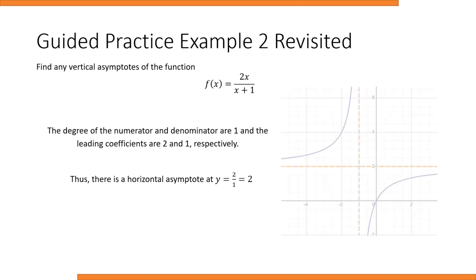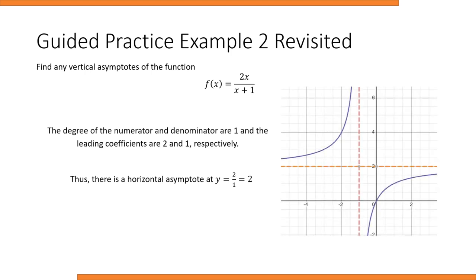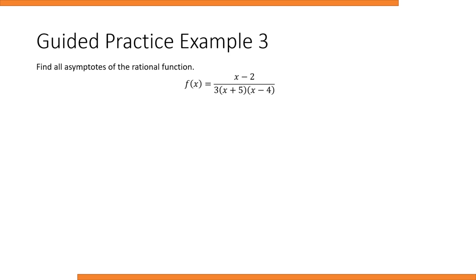And sure enough, if I graph it, you can see my vertical asymptote at -1, and then horizontal asymptote at 2. So that is how you can find all the asymptotes when they're vertical and horizontal. Let's look at another example. Here we want to find all the asymptotes for this equation.